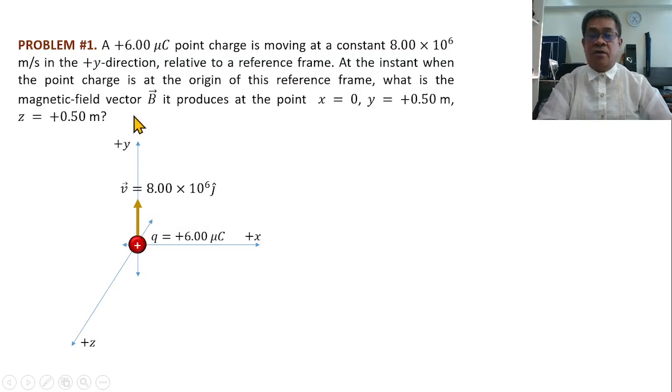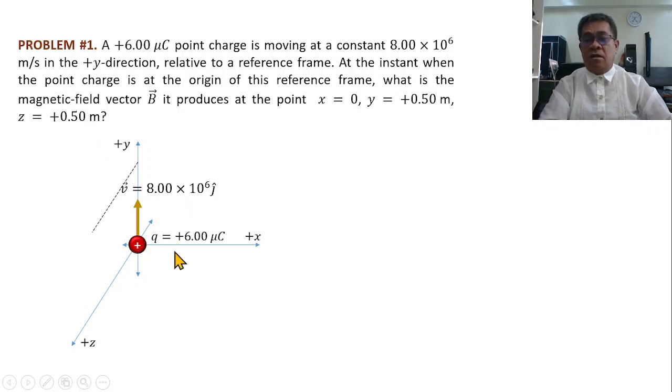So therefore, the velocity vector is just equal to 8 times 10 raised to 6 j hat, because this is directed towards the y-axis. Okay, then according to the problem, at the instant when the point charge travels along the positive y direction exactly at the origin, taking the snapshot at that point, the observer says that the charge is exactly at the origin of the Cartesian frame of reference. The question is, what is the magnetic field vector it produces at the point whose coordinates are x is 0, y is 0.5 meter, and z is 0.5 meter also.